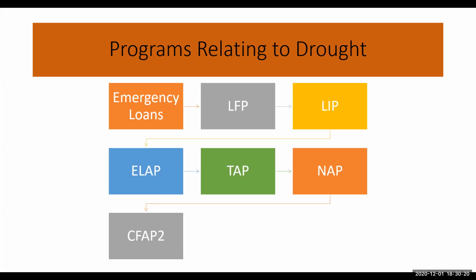CFAP is our program that's going on right now. We had CFAP 1 that is finished. We have CFAP 2 that is in process. And so we want to let everybody know that that deadline is December 11th, and it covers the majority of all specialty crops, alfalfa, it covers livestock, it covers eggs, it covers a wide variety of crops that we have here in the state of New Mexico.